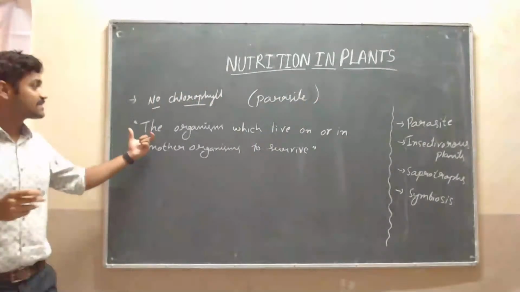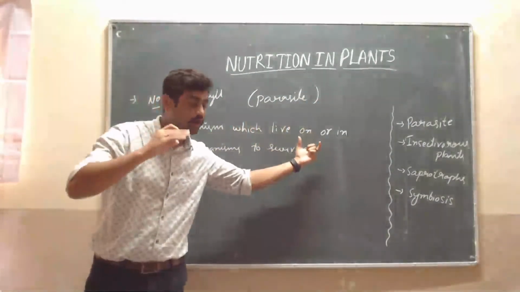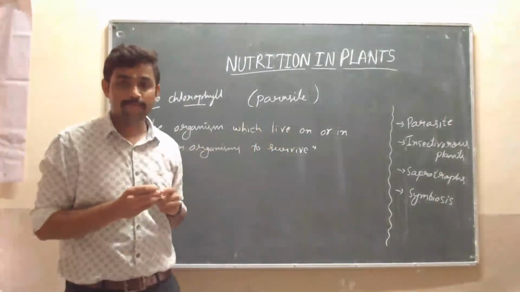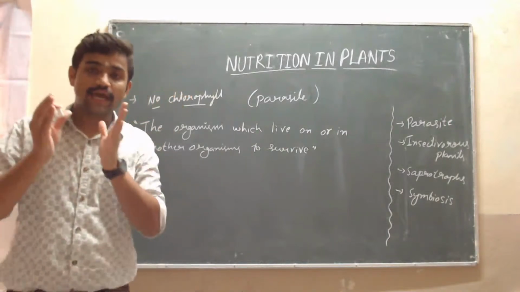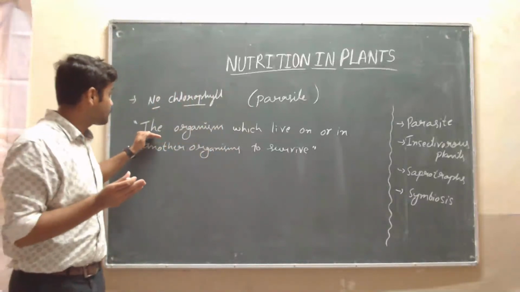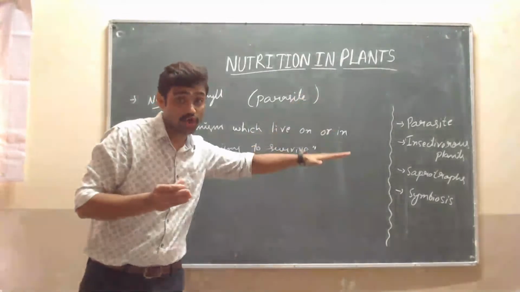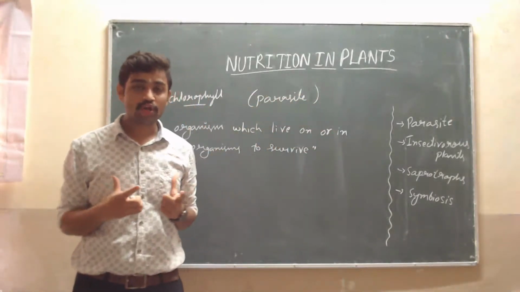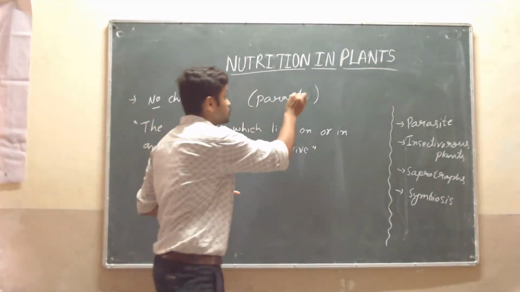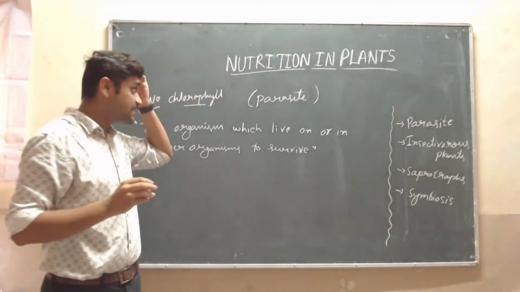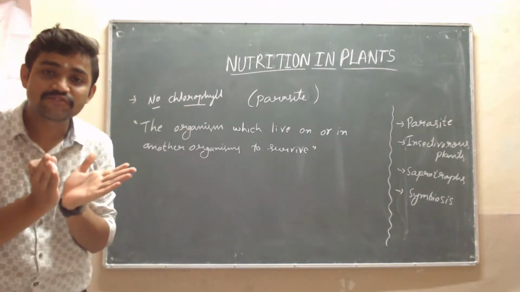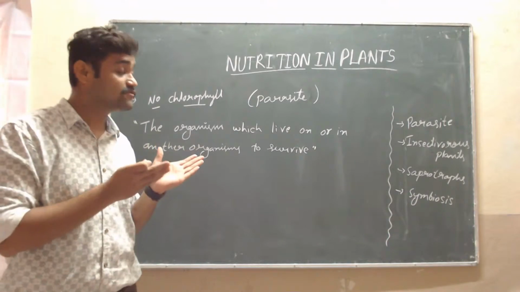See here what happens. The organism which lives on or in other organisms to survive, isn't it? Human beings and other animals are heterotrophic in nature because they are dependent. The organisms which live on or live inside another organism are called parasites. Now come to that, no chlorophyll. That means the leaves should be yellowish in color.